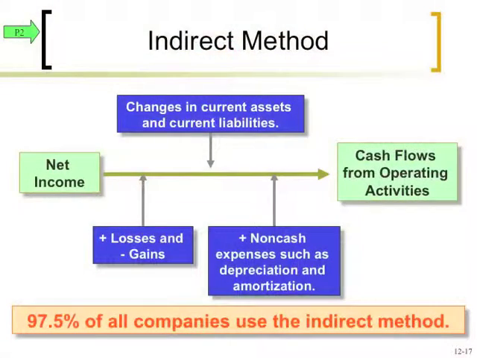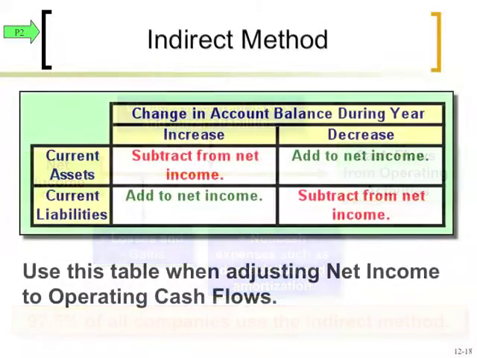So in the indirect method, notice we start off with net income. We look at any gains or losses. We look at changes in current assets. We look at non-cash expenses like depreciation and amortization, and then we get our cash flow from operating activities. So if we move to the next slide, slide 18, we have a table again. This is one of those special tables that I recommend that you keep at your side. You'll find this very helpful.